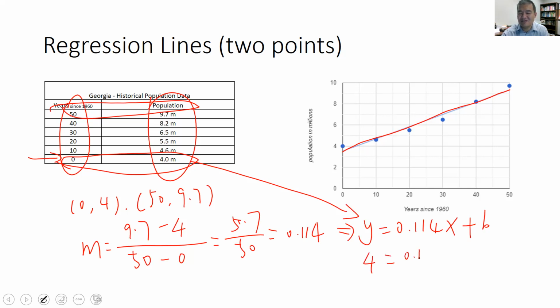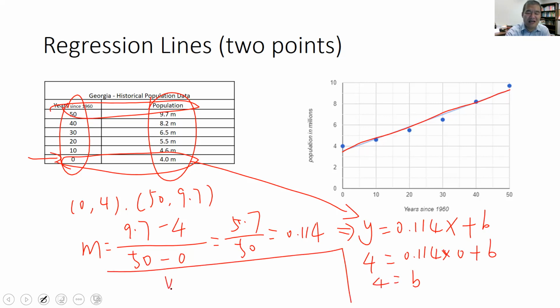So 0.114 times 0 and then plus b. So this way your b equals what? So now you know your model is y equals 0.114x plus 4. So that's good. That's your model. That's the model to indicate how the population changes in Georgia.